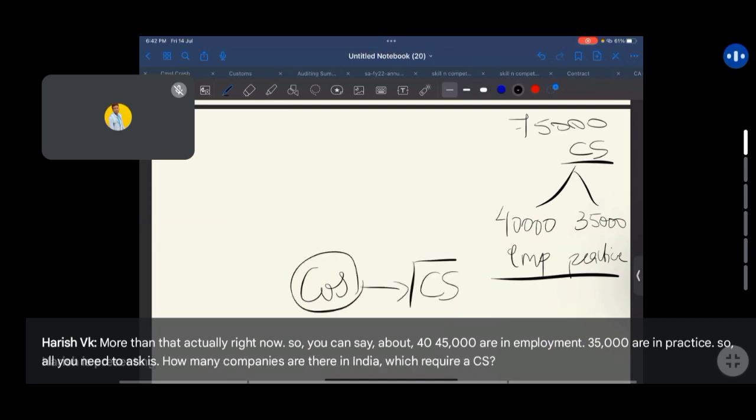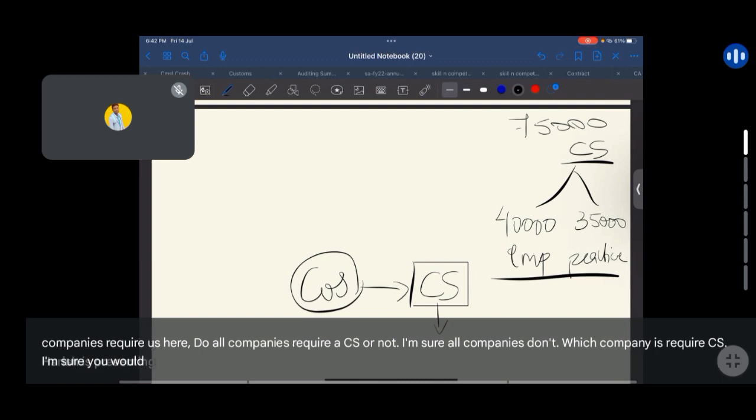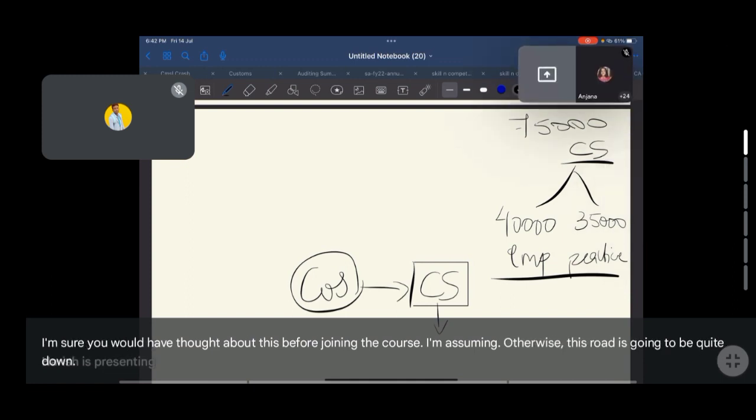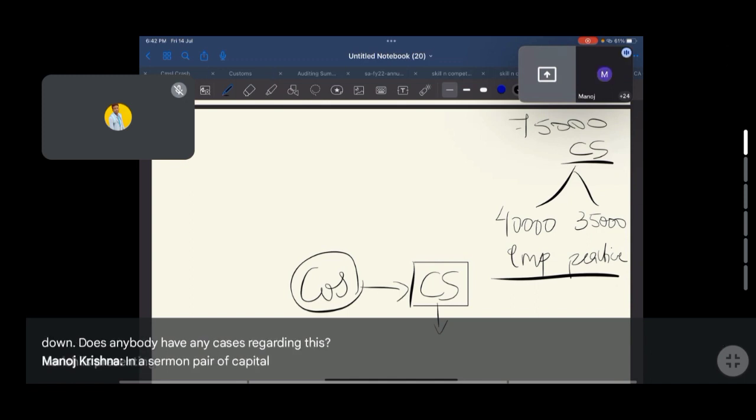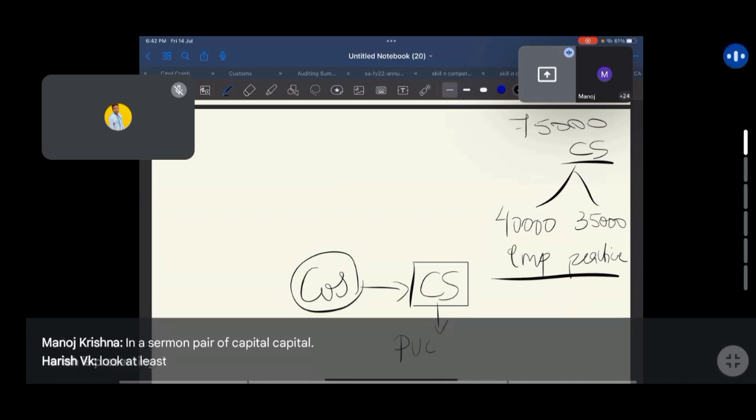a CS? Do you guys have any idea how many companies require a CS? Do all companies require a CS or not? I'm sure all companies don't. Which companies require CS? I'm sure you would have thought about this before joining the course. I'm assuming. Otherwise, this road is going to be quite downhill. Does anybody have any guesses regarding this? Yes, sir. Minimum paid up capital is 1 crore or 10 crores. I actually confused. Okay, at least you're somewhere near, Manoj.